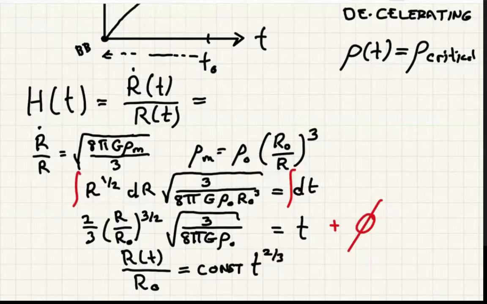In a critical density universe, what would the Hubble parameter be? So I need to plug what I've just written into my definition up here. Here's my definition up here. I'm going to plug my solution in there.